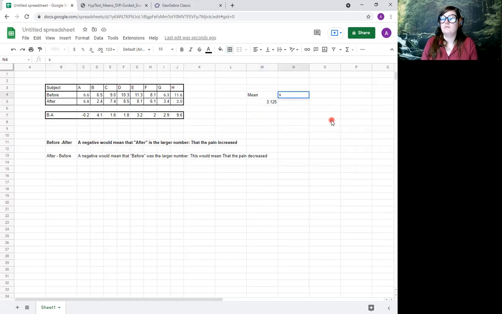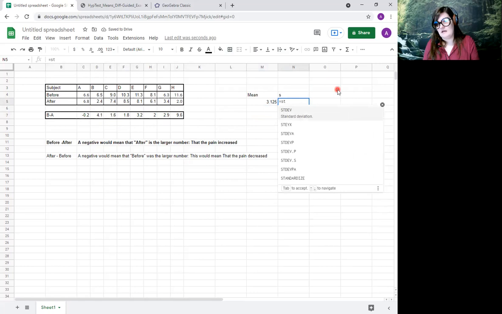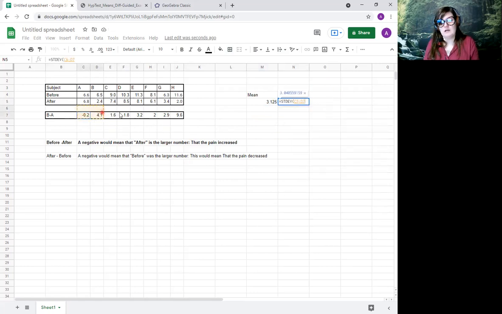Let's go ahead and get a standard deviation. That's our little s, right? So I'm going to call it little s. So equals stdev. Make sure you're doing stdev and not one of the other ones. Go ahead and highlight it. There you go. So our standard deviation here is about 2.911.